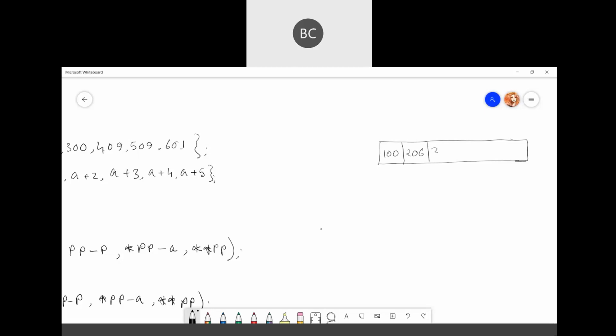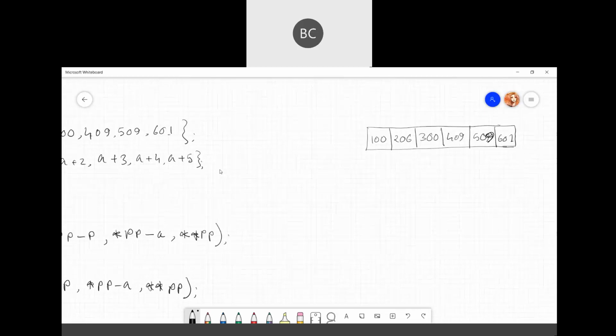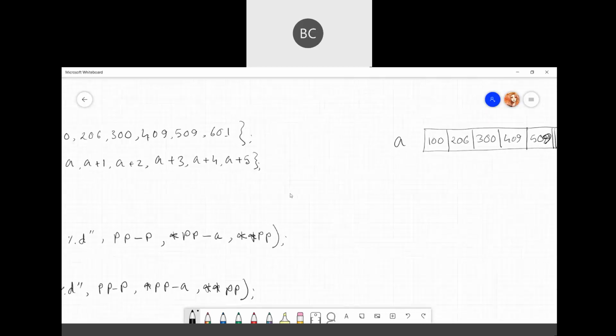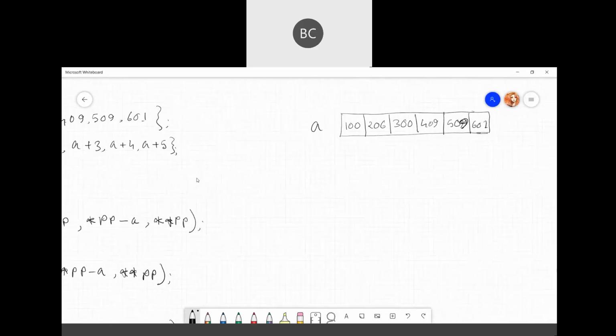206, 300, 409, 509, and 601. So these are the values you have. Okay, so what is this? This is nothing but your variable or array A. Then you have taken another pointer array.